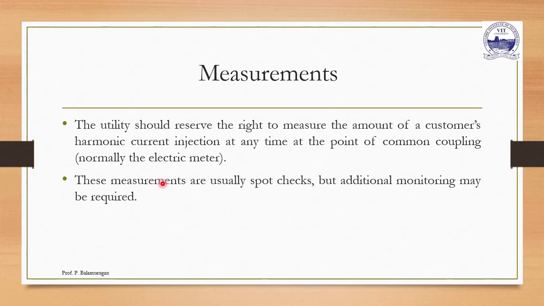The measurements to be carried out: the utility should reserve the right to measure the amount of customer's harmonic current injection at any time at the point of common coupling. That's why, as I told you earlier, the PCC will be the common metering point between the customer and the utility. That is, the customer is capable of accessing it and the utility should reserve the right to measure the harmonic current injection at any time. These measurements are usually spot checks, but additional monitoring may be required in some cases.